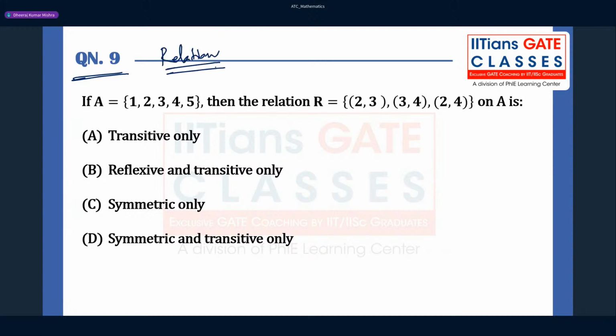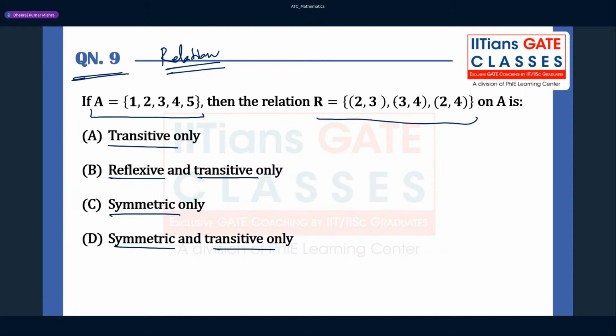Relation, okay. So you need to understand the concept behind relation. There are many properties there. You see reflexive, symmetric and transitive. So this is the set A they have given, and these are the relations. They have given here the ordered pairs, x comma y. So you see 2 comma 3, 3 comma 4, 2 comma 4. This relation satisfies only one of the properties in this case.